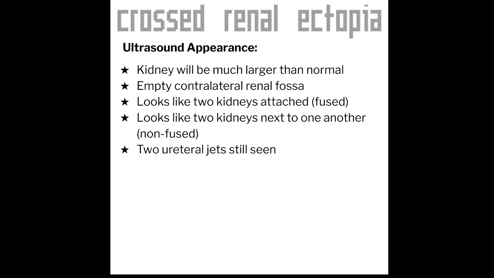On ultrasound then, we are going to see a much larger kidney than normal, especially if they are crossed and fused. We would expect then to see an empty contralateral renal fossa. So that means if we see two kidneys on the right side, we probably aren't going to see a kidney on the left side. It might look like the two kidneys are attached, that would be fused, or it might look like two kidneys are just sitting next to one another, that would be the non-fused version. And we should still see two ureteral jets where we would expect them to be.